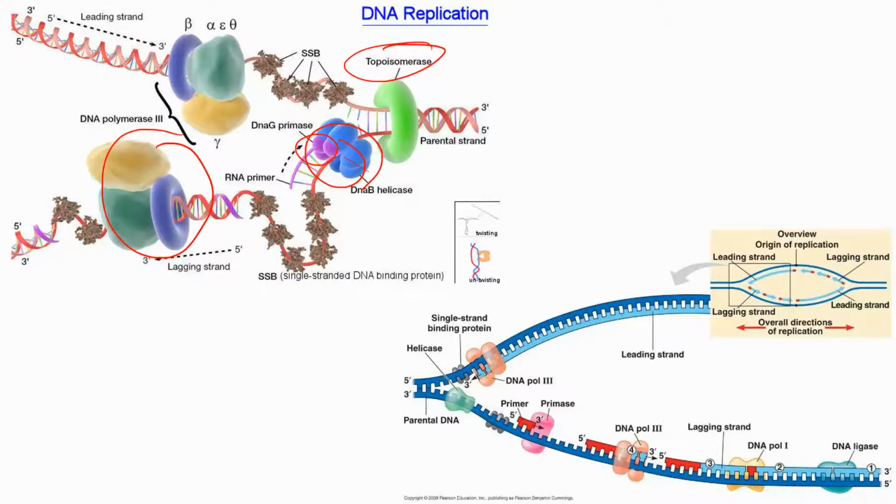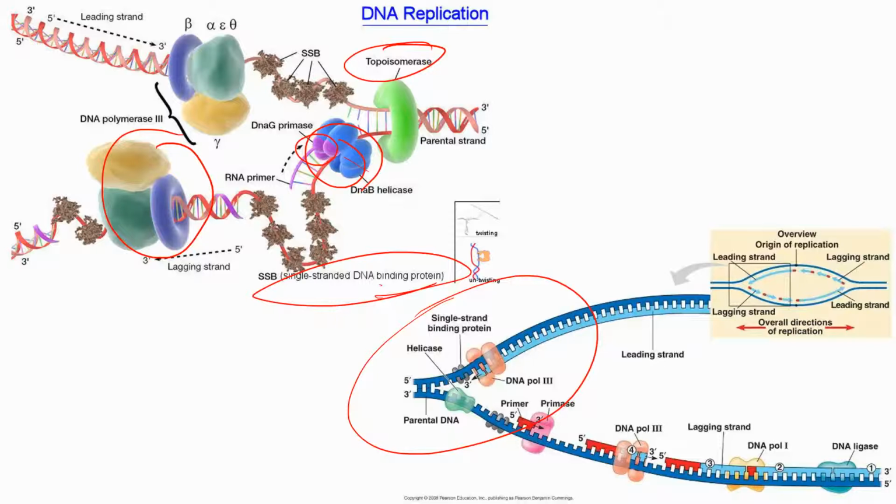Topoisomerase is necessary to help relieve the pressure from unwinding DNA. These single-stranded DNA binding proteins are also necessary to help keep the DNA from collapsing back on itself before it is read and synthesized. You have this structure called the replication fork, which is where helicase is unwinding the two strands and where you're going to have the actual replication happening.